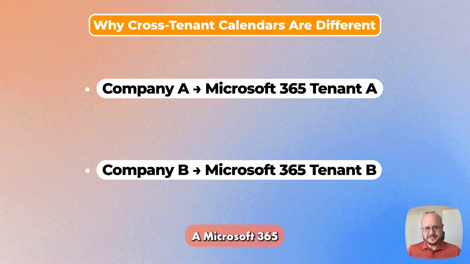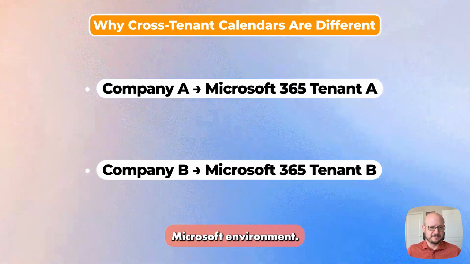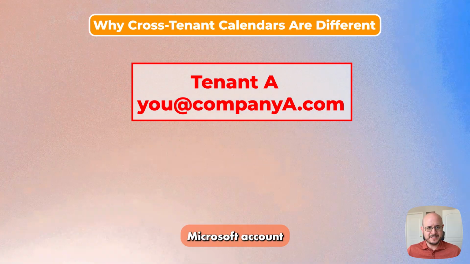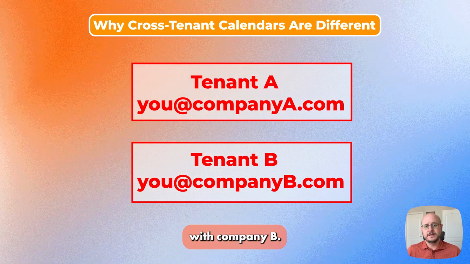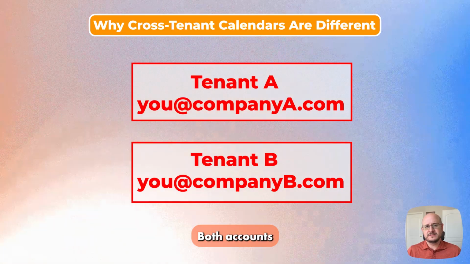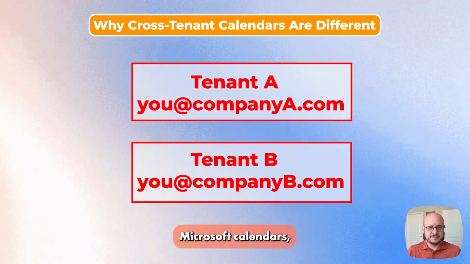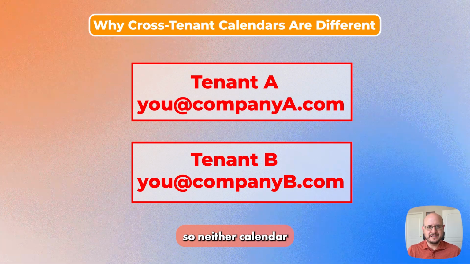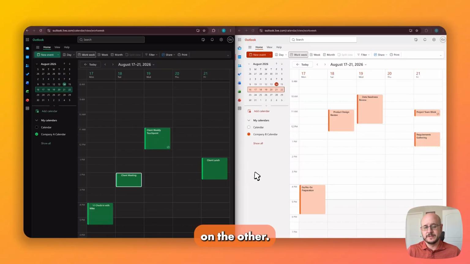A Microsoft 365 tenant is essentially an organization's separate Microsoft environment. So I might have one Microsoft account with company A and another with company B. Both accounts use Outlook. Both have Microsoft calendars. But they belong to separate organizations, so neither calendar automatically knows what's happening on the other.